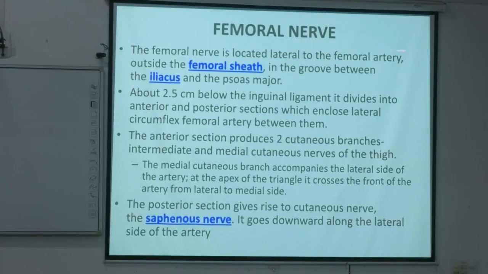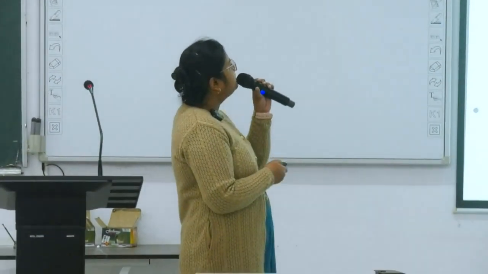Femoral nerve is located lateral to the femoral artery outside the femoral sheath in the groove between the iliacus and psoas major, iliopsoas groove. Okay, this is important. Where it lies about 2.5 cm below the inguinal ligament, it divides into anterior and posterior divisions, which enclose the lateral circumflex femoral artery between them. That means lateral circumflex femoral artery, which is a branch from the profunda femoris, passes in between the anterior and posterior division of the femoral nerve.